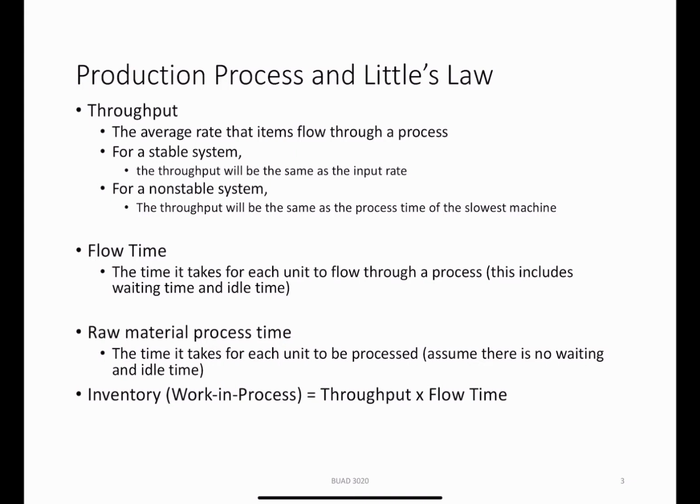The second term is the flow time. Flow time means the time it takes for each unit to flow through the process, and it includes the waiting time and the idle time between two different stations. The raw material process time is the time it takes for each unit to be processed, and here we do not consider the waiting time and the idle time. In other words, the flow time is equal to the raw material processing time plus the waiting time and the idle time in between two stations.